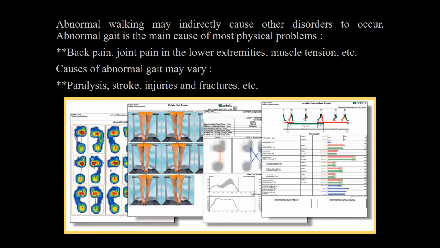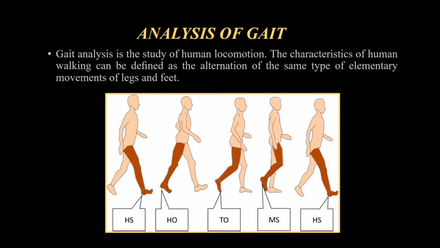Abnormal gait can cause many disorders. These disorders can be back pain and muscle tension, and of course there are several reasons that cause abnormal gait. The paralysis, injury, or fractures of the patients are among the main factors affecting the gait. Before explaining gait analysis systems, let's examine how the correct gait should be.